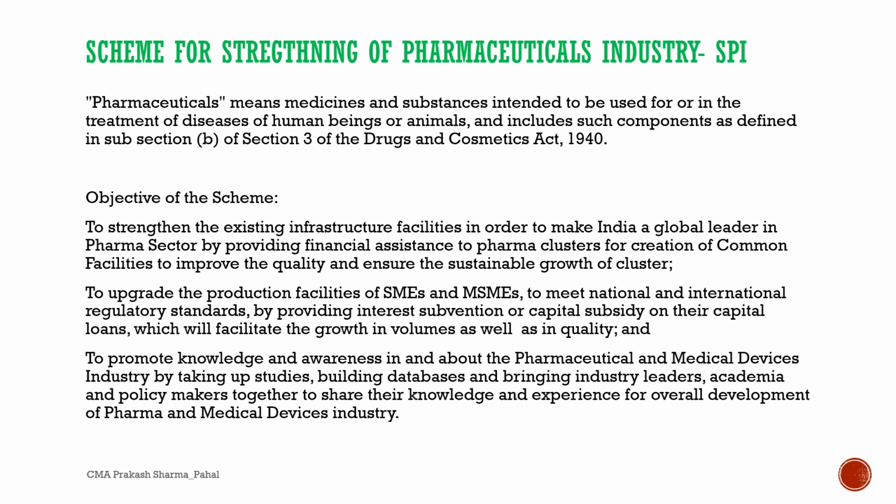Objective of this scheme: to strengthen the existing infrastructure facilities in order to make India a global leader in the pharma sector by providing financial assistance to pharma clusters for creation of common facilities to improve the quality and ensure the sustainable growth of clusters. To upgrade the production facilities of SMEs and MSMEs to meet national and international regulatory standards by providing interest subvention or capital subsidy on their capital loans, which will facilitate the growth in volume as well as in quantity.